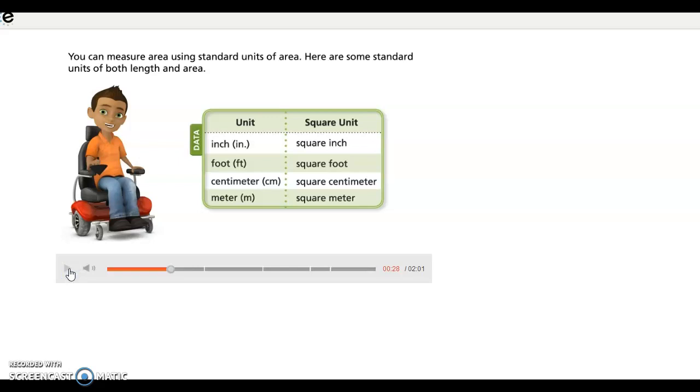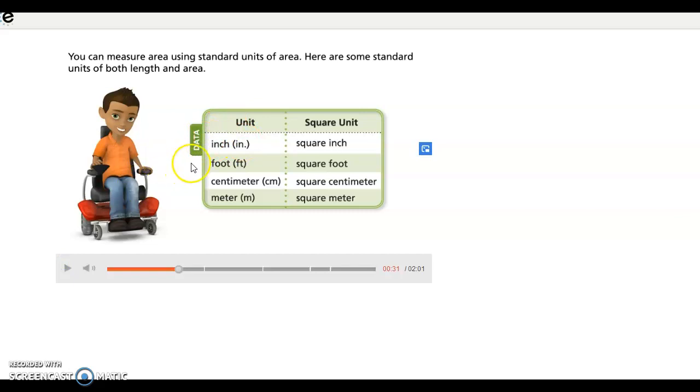There are some standard units of both length and area, so maybe you've heard of inches or feet or centimeters or meters. When we square these and make them into a square, that will find the area. So we can have square inches, square feet, square centimeters, and square meters.